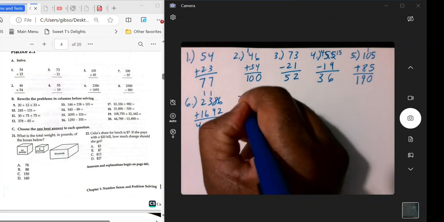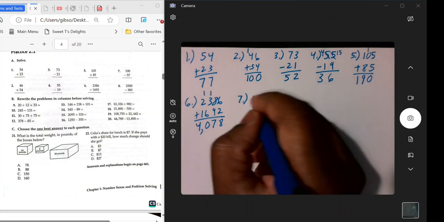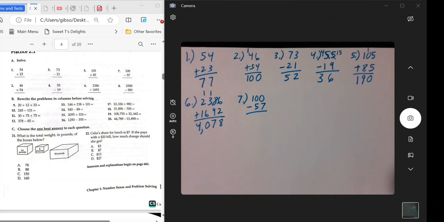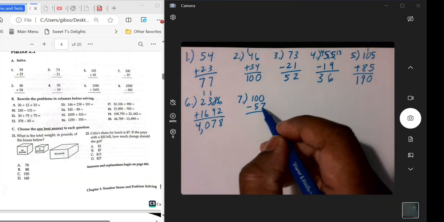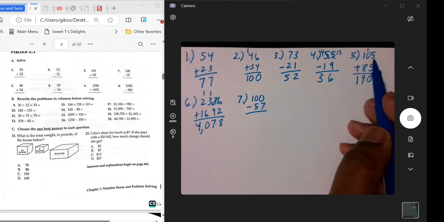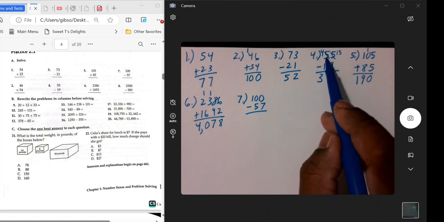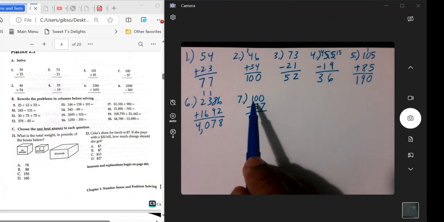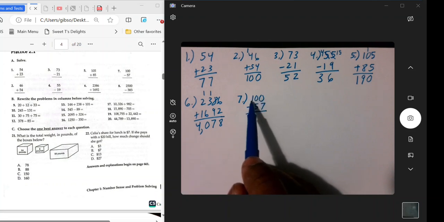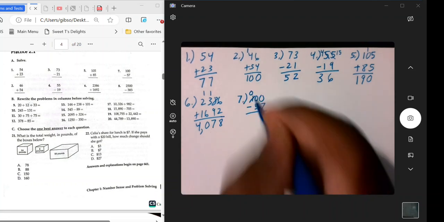Now we go here to problem number 7. Problem number 7, we have 100 minus 57. Again, we must perfectly line up these numbers so we can subtract. So now we look here, we cannot subtract 7 from 0. But here's a problem. Unlike problem number 4, where we were able to go to the immediate left to borrow, we can't do that here because we can't borrow from 0. So we have to go to the first number to the left that's not 0. So that'll be 1. So we borrow 1 from this 1, that's 0.